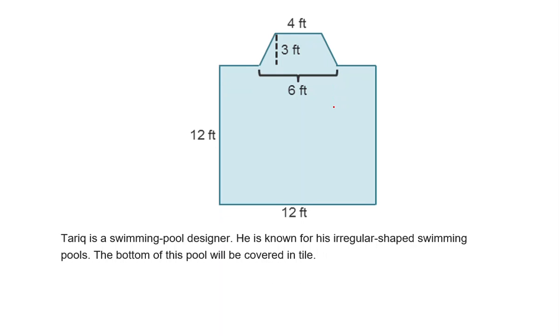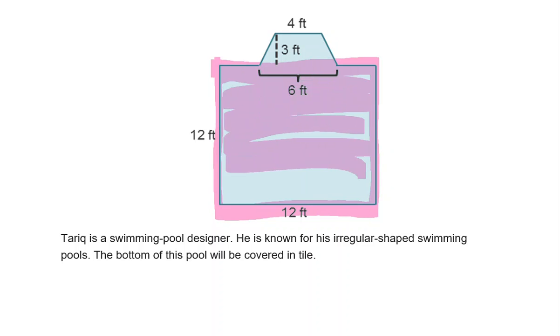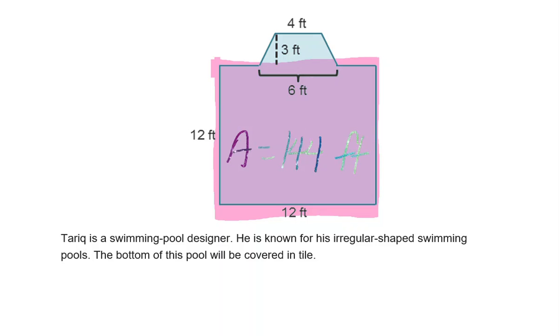Let's look at another example of a swimming pool. So here we can see that we have 12 by 12. This 12 by 12 right here is a square. The length and the width are both 12, which means all the sides would be equal, which makes it a square. And we multiply length times width to find the area of a square or the area of a rectangle. So the area of the square is 144 feet squared.